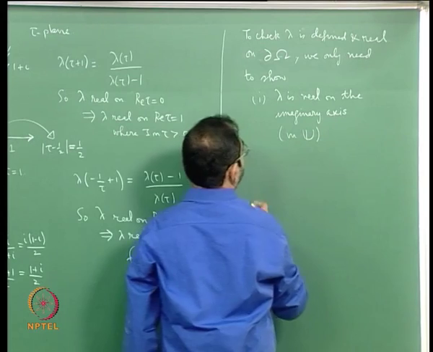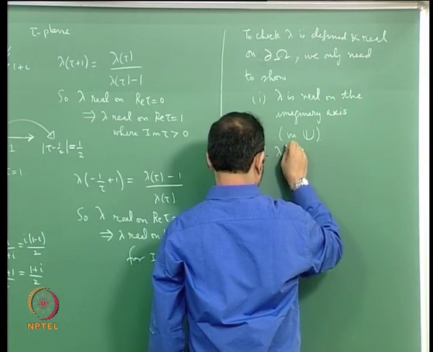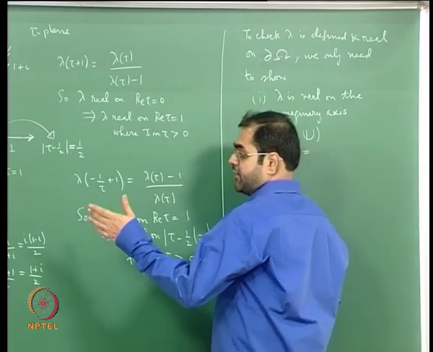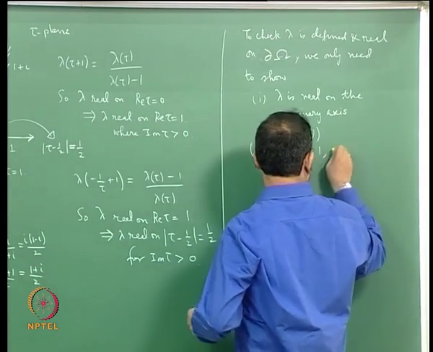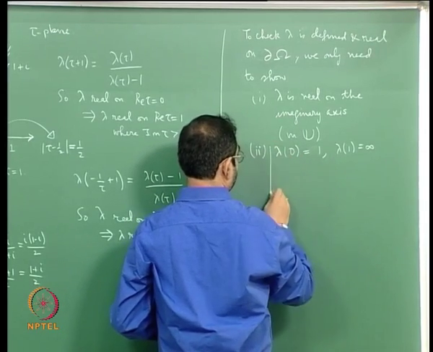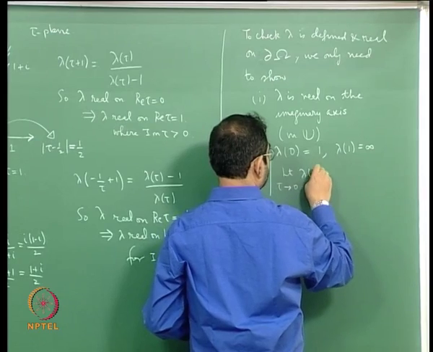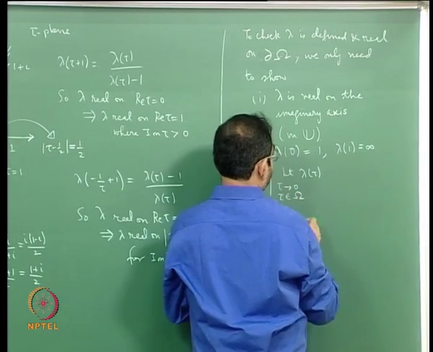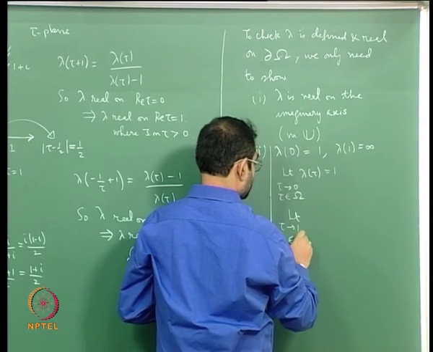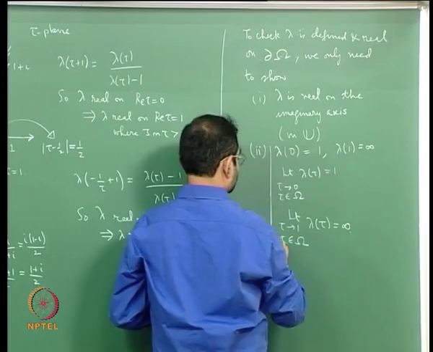In U of course. And number 2, lambda at 0, and so you have to show lambda of 0 is 1, lambda of 1 is infinity, and I need to also show limit as tau tends to 0, tau inside omega, of lambda of tau is 1, limit as tau tends to 1, tau inside omega, of lambda of tau is infinity. So this is what I have to show.